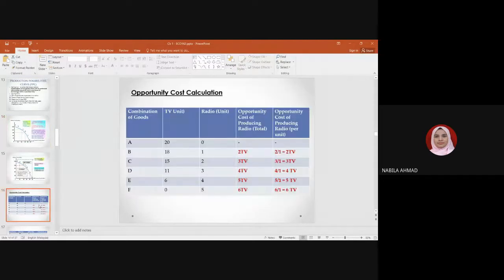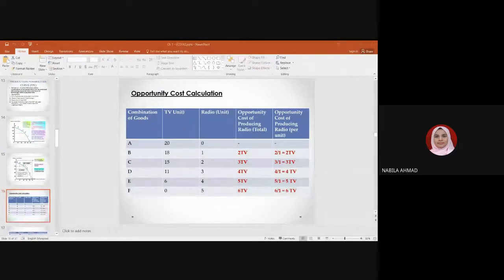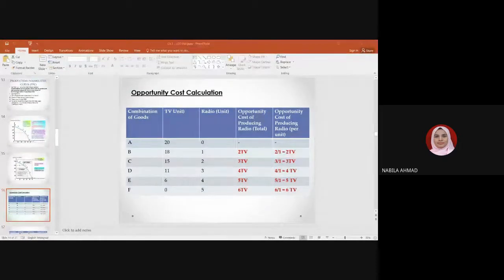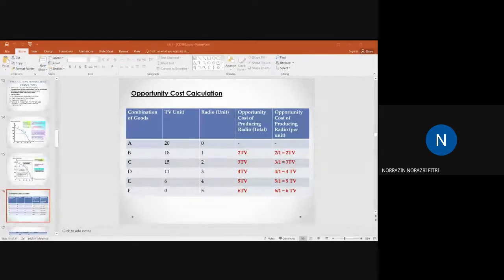Boleh tak saya bagi masa dalam 5 minit? Boleh? Boleh, madam. Okey. Boleh.